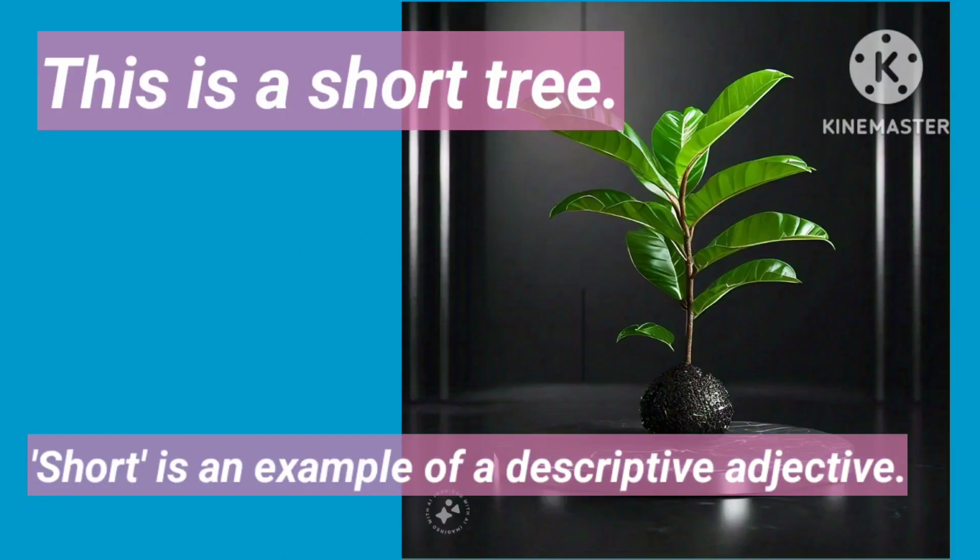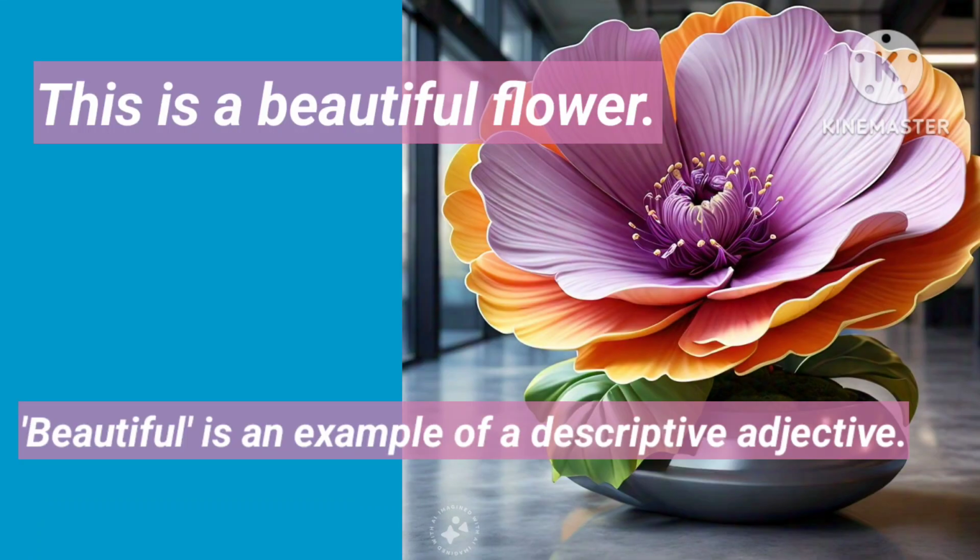This is a short tree. Short is an example of a descriptive adjective. This is a beautiful flower. Beautiful is an example of a descriptive adjective. The word beautiful describes the flower.